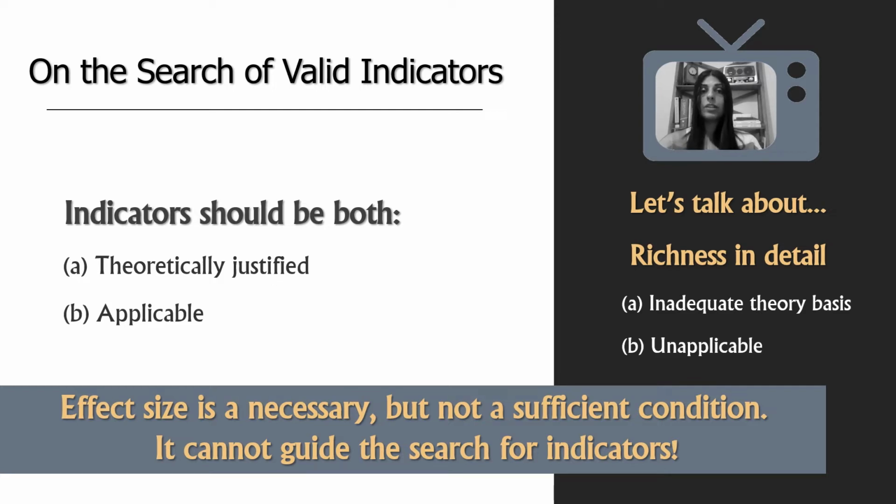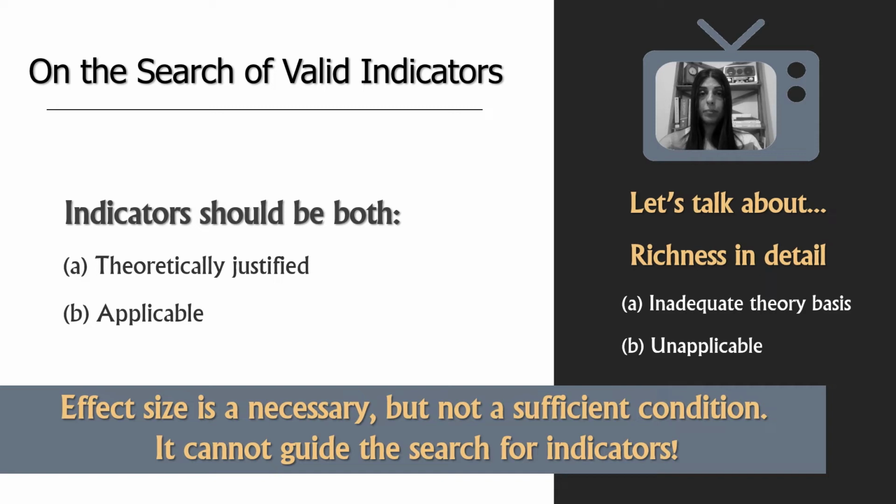Let's talk about richness in detail. This is a popular indicator that is based on the reality monitoring approach. Does richness in detail fulfill these two conditions of theory and applicability? Not in my view. Reality monitoring is a memory theory rather than a deception theory. Accordingly, it deals with false memories rather than lies. Reality monitoring does not consider the intention of the liars to deceive. As such, richness in detail is based on theory, but not on the right one.